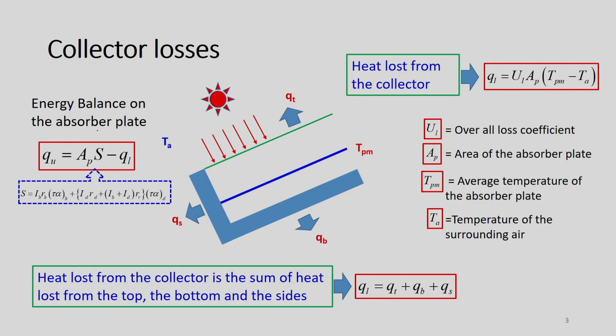As we have understood in the previous classes, the energy balance on the absorber plate can be expressed using this equation: Qu is equal to AP into S minus QL. What is Qu? This is the useful heat gain rate. AP is the collector area or absorber area, and S is the flux which is received by the absorber plate, right. And this S is a function of many parameters.